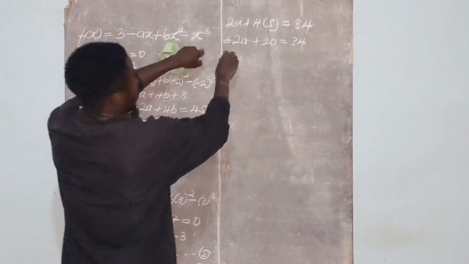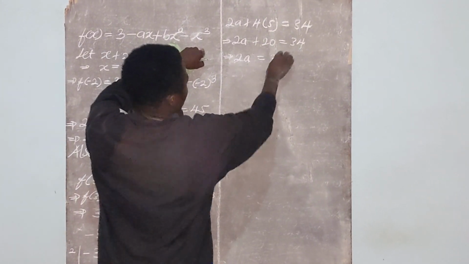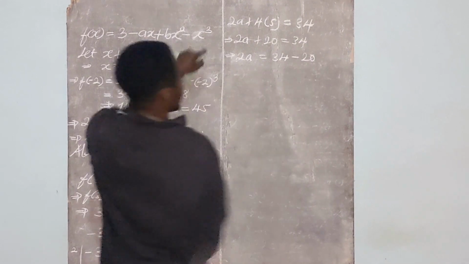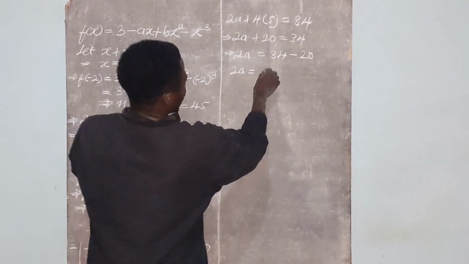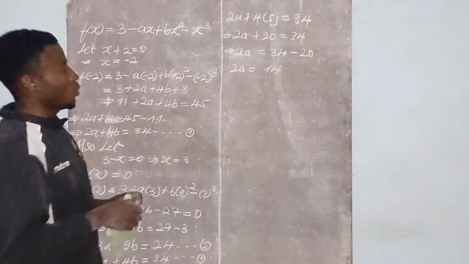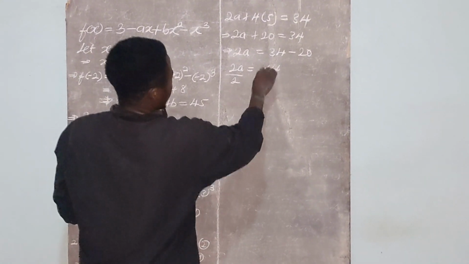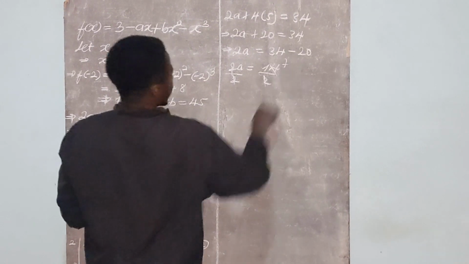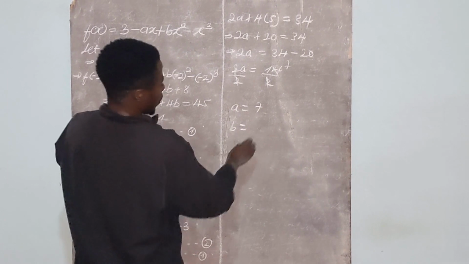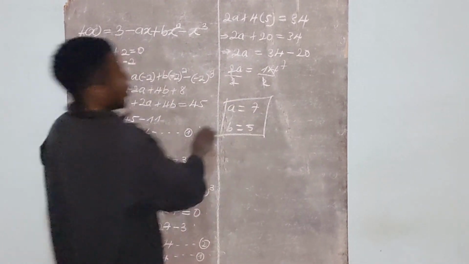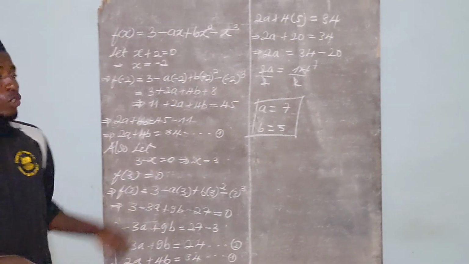So this also implies 2a equals 34 minus 20. So 2a is 34 minus 20. Therefore 2a equals 14. 34 minus 20 is 14. So looking for a here, we divide both sides by 2, so that this one cancels. Here is 7. So a is equal to 7, while b is equal to 5. These are the answers to the first question. Alright, we will check on the b part of this question.